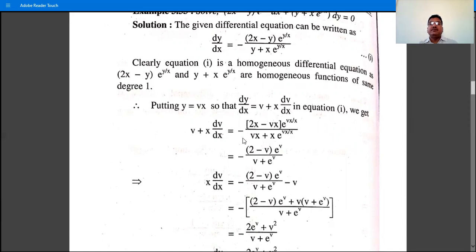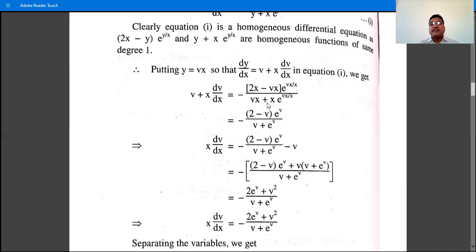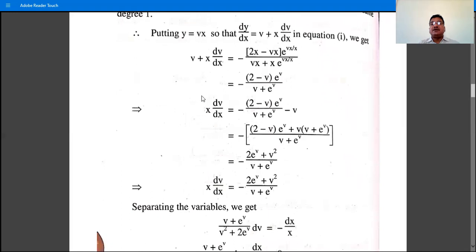by dx is equal to minus 2x minus y, as vx, into e raised to y by x. Substitute directly y by x as v, or substitute y as vx. After cancelling x, we have e raised to v. Next step, and then divided by vx plus x e raised to v, substitute y as vx, and then 2 minus v. After taking x common from numerator and denominator and cancelling, we have minus 2 minus v e raised to v divided by v plus e raised to v, and then separate the variables x dv by dx.